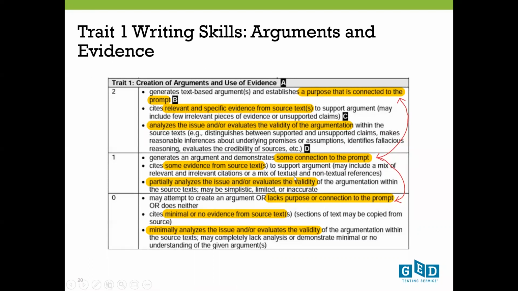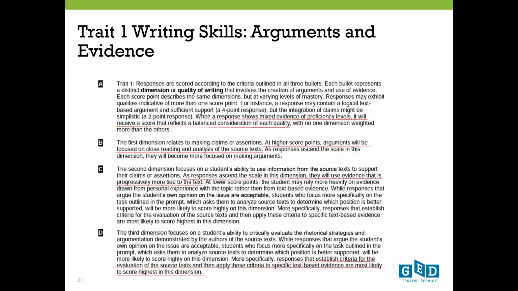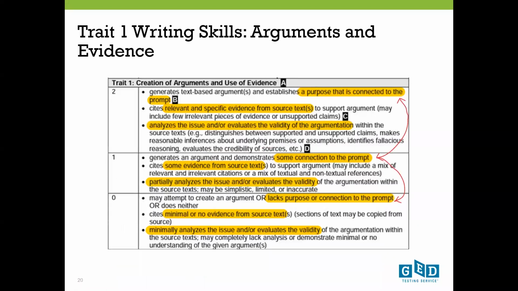And again, I'm not reading or highlighting every single piece of this. So when you go back on your own, it's important to really look at all of this, including the parenthetical examples that are really helpful. And then the third dimension here, I'm sorry, if you could go back, Debbie.